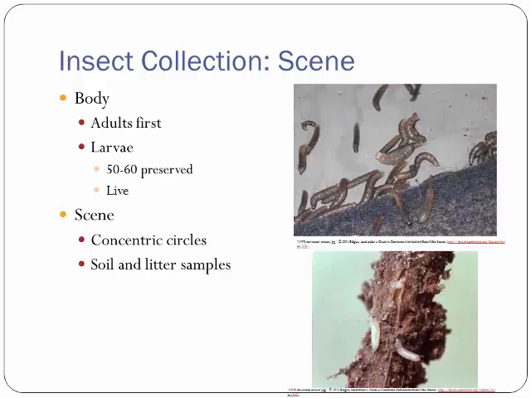When you get to the body, you're going to start with collecting the adults first. They're the ones that can get away the fastest. So use your butterfly net if you're going to try to collect the adults, or you can use sticky traps. These are just glue traps that you place near or on or around the body, and you wait for flies to come back and they'll land on them and you can identify them. The adults will give you a great idea as to what maggots are on the body.